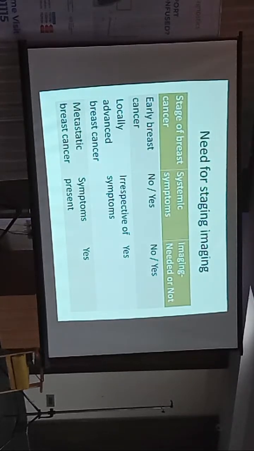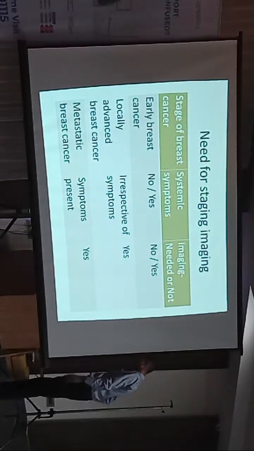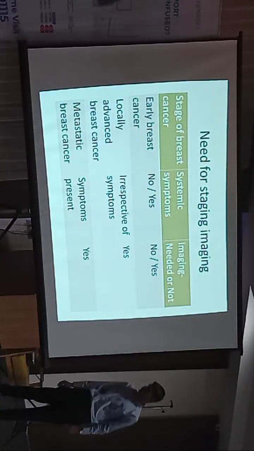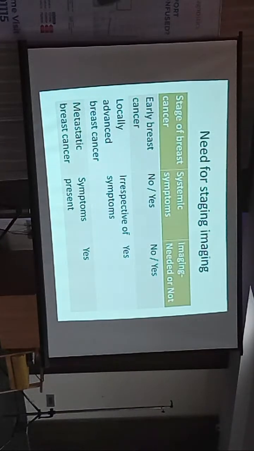Now, if on clinical examination the patient is an early breast cancer, suppose she has a lump which is less than 5 centimeters without axillary lymph nodes, then she is a case of early breast cancer. And she does not have any systemic symptoms. There is no weight loss, there is no bone pain, there is nothing. Lab reports are normal. Your routine CBC, ALP, everything is normal. Then there is no need of doing a systemic imaging.